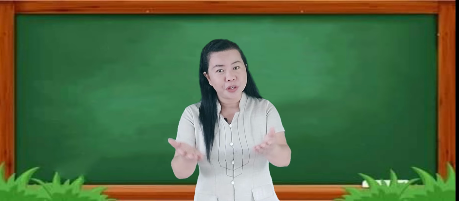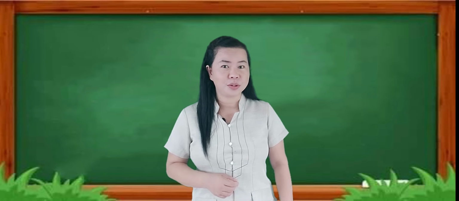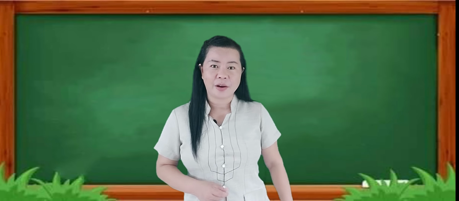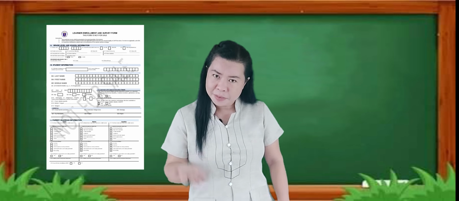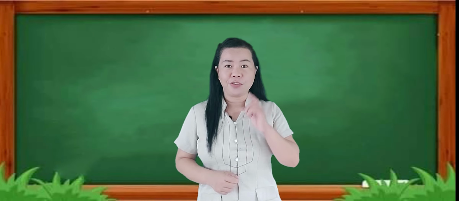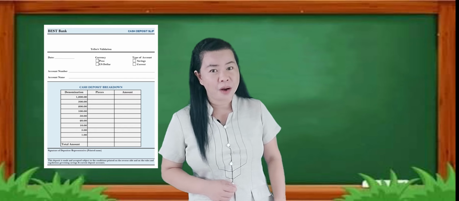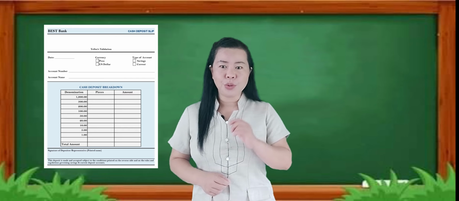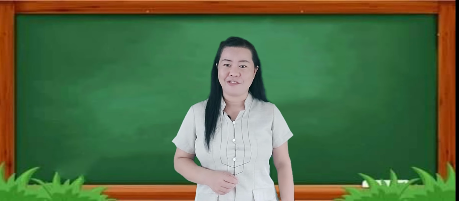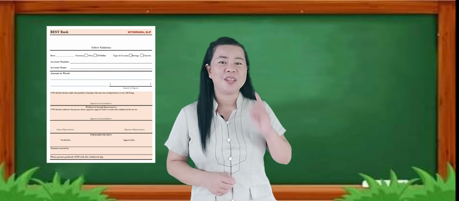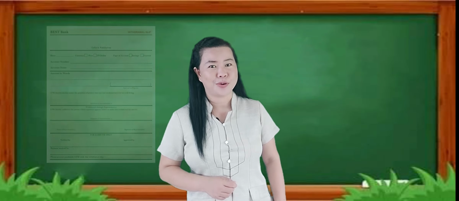Example, when a learner like you wants to enroll at school, you need to fill out an enrollment form or an admission form. If you want to save money at the bank, you have to fill out a deposit slip. If you want to withdraw or get money from your savings account, you need to fill out the withdrawal form.